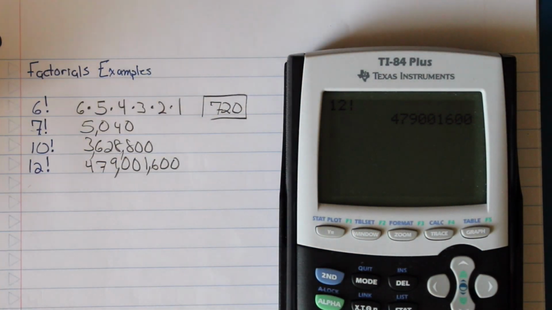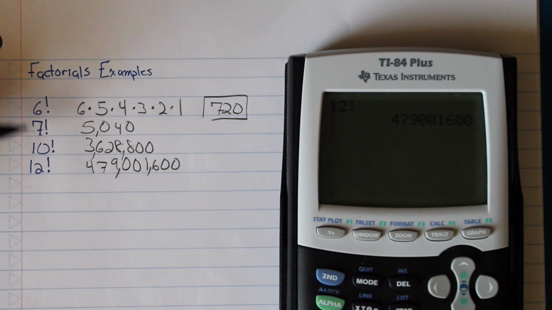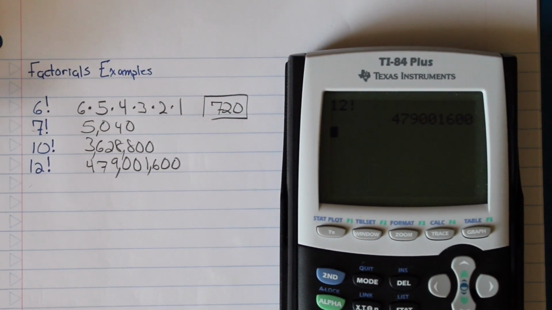So again, this is very simple, how to do factorials, and this gets pretty important when you do permutations and combinations.